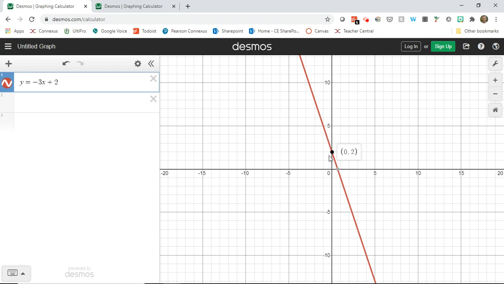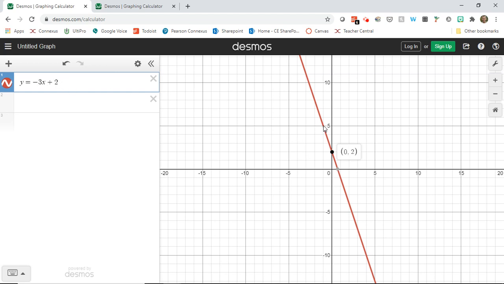And so you may have learned this as rise over run. If I'm looking at my graph, to go from one point to another, if I go down 3 places and over 1, that's going to give me another point on that line. So (1, -1) would be another point. If I go up 3 places and to the left 1, that would give me another point on that line. Should be at (-1, 5). So that's another way that you can plot points using that slope.